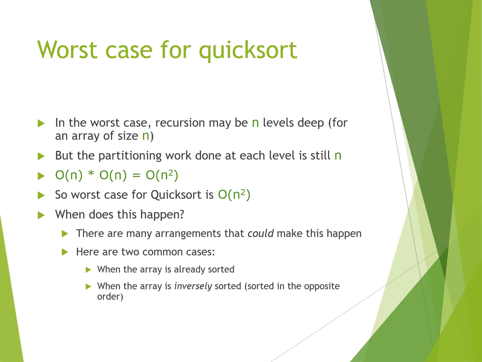Worst case for quicksort. In it, recursion may be n levels deep, but the partitioning work done at each level is still n. So the worst case for quicksort is O(n²). There are many arrangements that could make this happen. Here are two common cases. First is when the array is already sorted, and the second is when the array is inversely sorted.